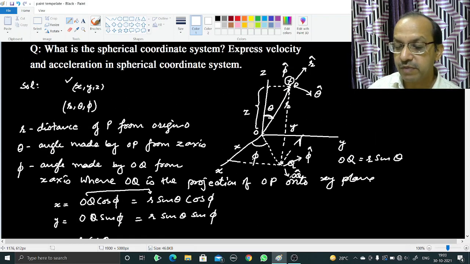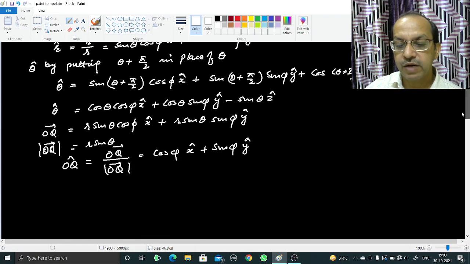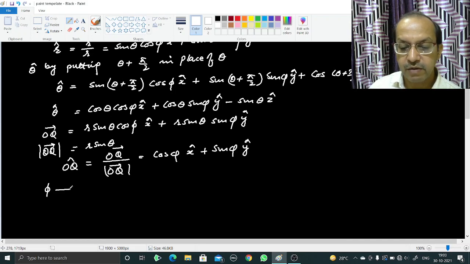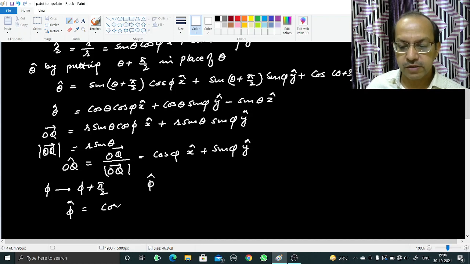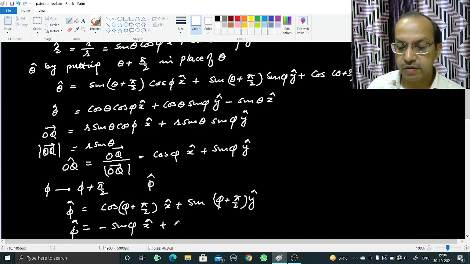Where is phi cap? Phi cap is the vector which is perpendicular to OQ cap. OQ cap is making angle phi with the x-axis. So phi cap will be making an angle phi plus pi by 2. So we will replace phi with phi plus pi by 2, and we will get the phi cap vector. So phi cap vector will be equal to cos of phi plus pi by 2 x cap plus sine of phi plus pi by 2 y cap, or you can say phi cap is equal to minus sine phi x cap plus cos phi y cap. So now we have obtained r cap, theta cap and phi cap.